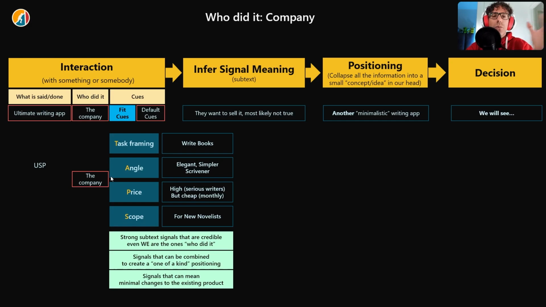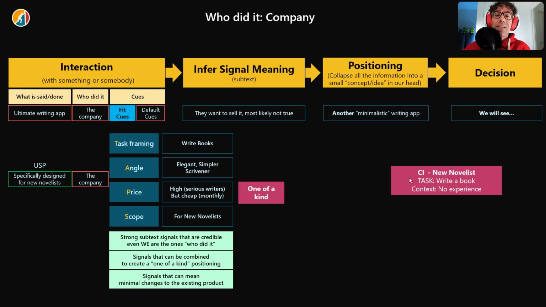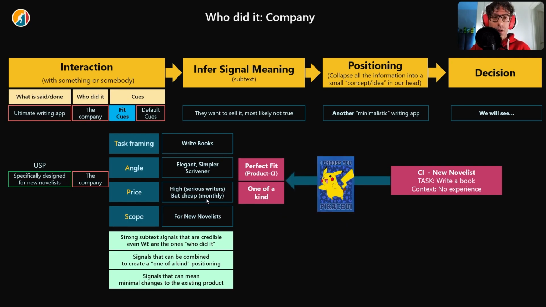Now, you will want to wrap that into a single sentence, the unique selling proposition. And you can go for something like "specifically designed for new novelists." But you can try variations that better convey the message of these four elements. That is going to be trusted. It's going to present itself as different, one of a kind. And if I'm a novelist who wants to write a book and has no experience, when I see this, it's a perfect fit. So I will choose it.